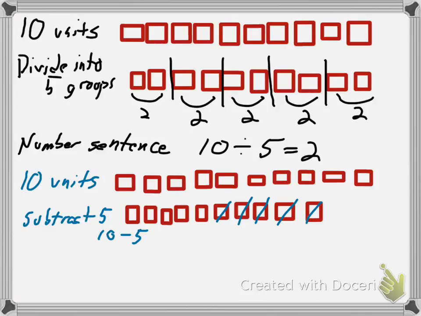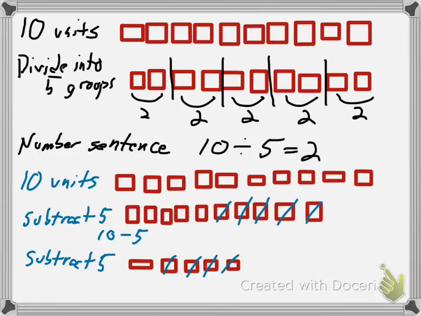Well, what if I subtract 5 more? So 1, 2, 3, 4, 5. And if I subtract 5 more, we can see what I'm left with here. I'm left with none. So I had 10 minus 5, I subtracted another 5, and that equaled 0.